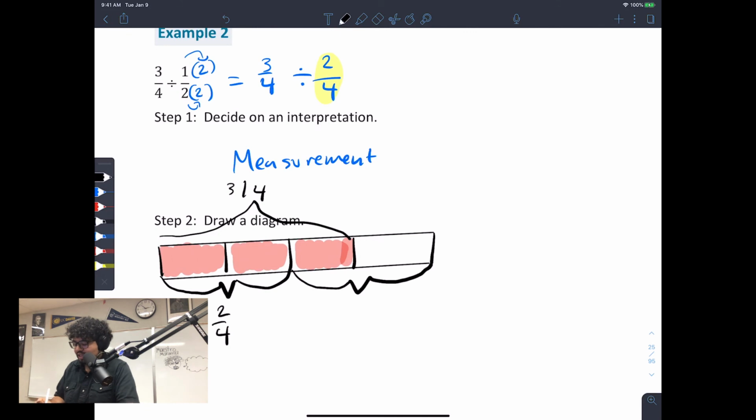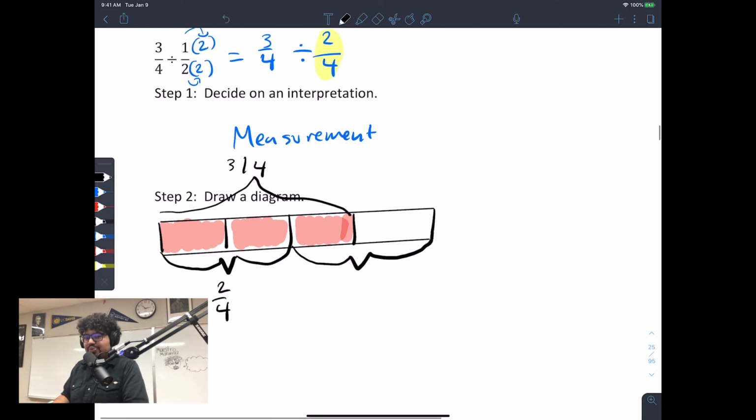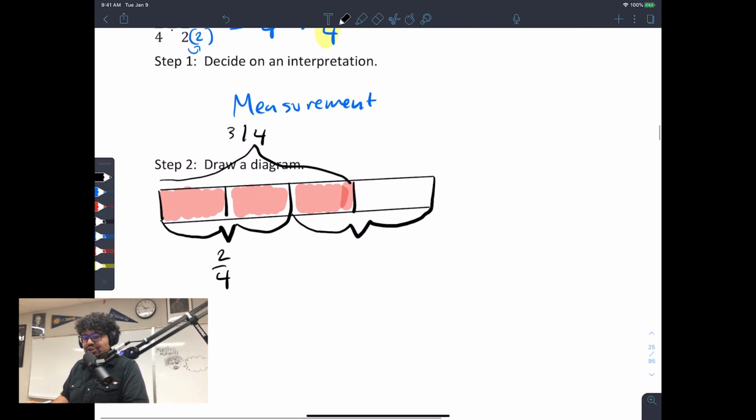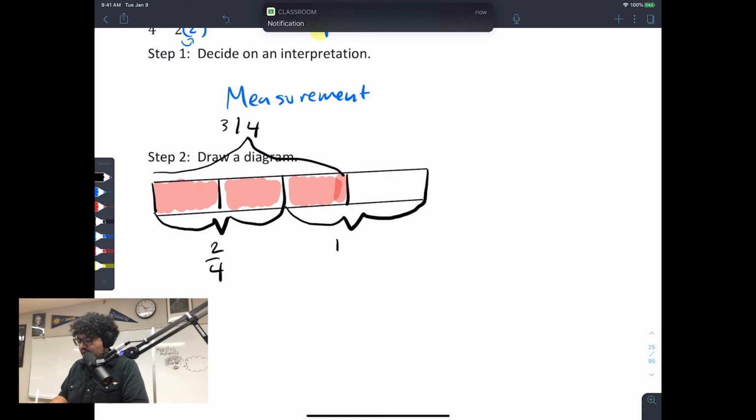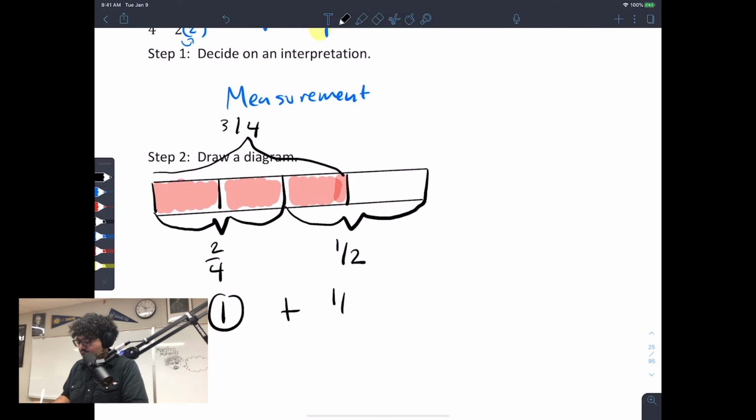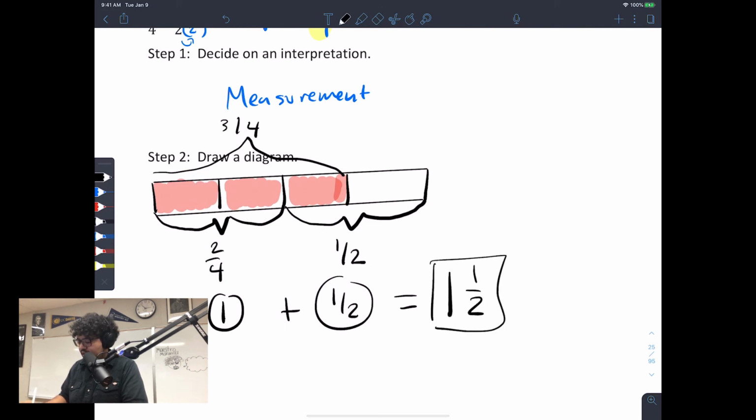However, notice that in my next group, I couldn't really shade the 2. I only shaded 1 out of the 2. So only 1 out of the 2. So I was only able to make one group plus my 1 out of the 2. So then if I add them together, this would be 1 and 1/2. And that is my answer. Okay.